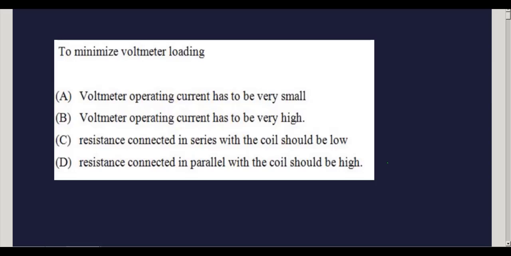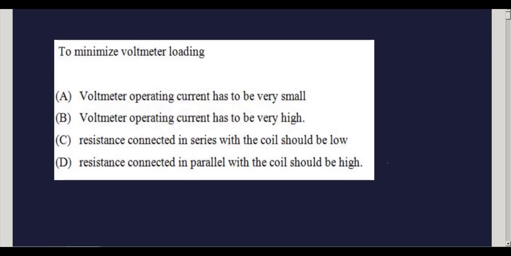So, let's see the first question. To minimize voltmeter loading, the voltmeter operating current has to be small, the voltmeter operating current has to be high, the resistance connected in series with the coil should be low, or the resistance connected in parallel with the coil should be high.